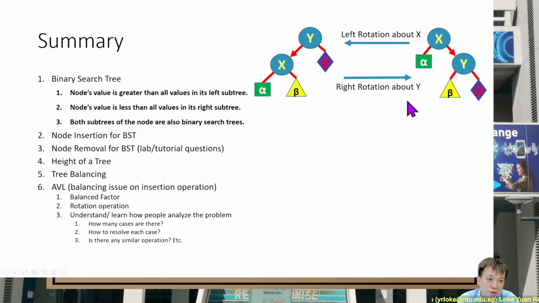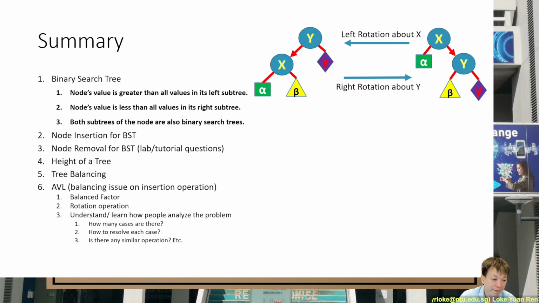Then if you have this particular tree and you want to do the left rotation about X, then you will bring everything back to here, like what you see. So Y will go back to become the parent of X. X will be its left child. Then this beta subtree, which was originally the Y left child, now becomes the X right child. So this is the relationship between the left rotation about X and the right rotation about Y.